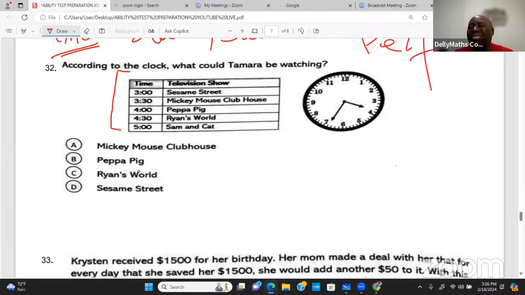So first, we want to know what time it is. You need to know what time it is. Now, be careful because this hour hand is not yet on 4. So already it's not 4 o'clock. So let me say it's not yet 4 o'clock.